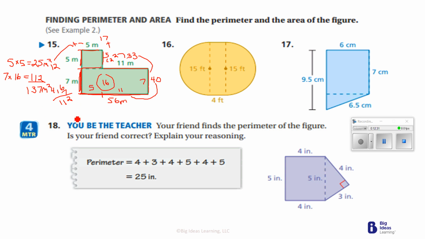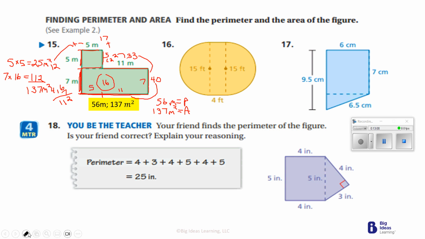Let's see how we did. So for my perimeter, I said it was 56 meters. And for the area, I said it was 137 meters square. All right, let's see how I did. 56 meters and 137 meters square. All right, 16 is yours to do.